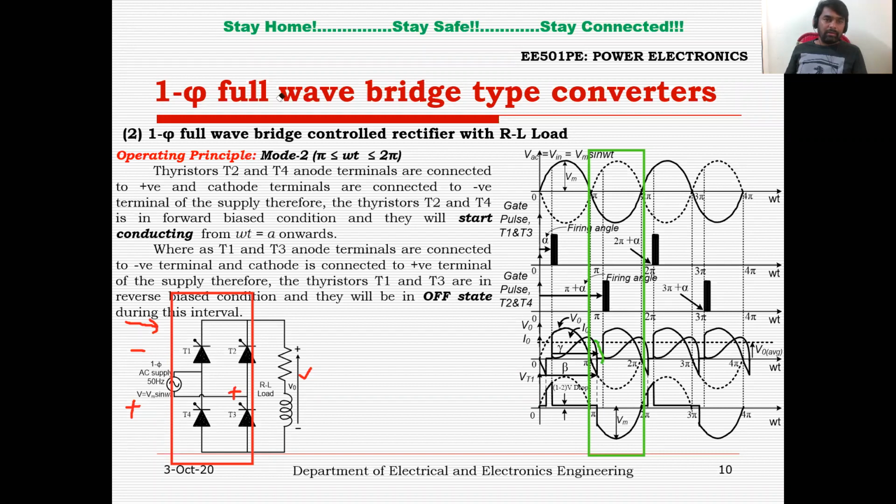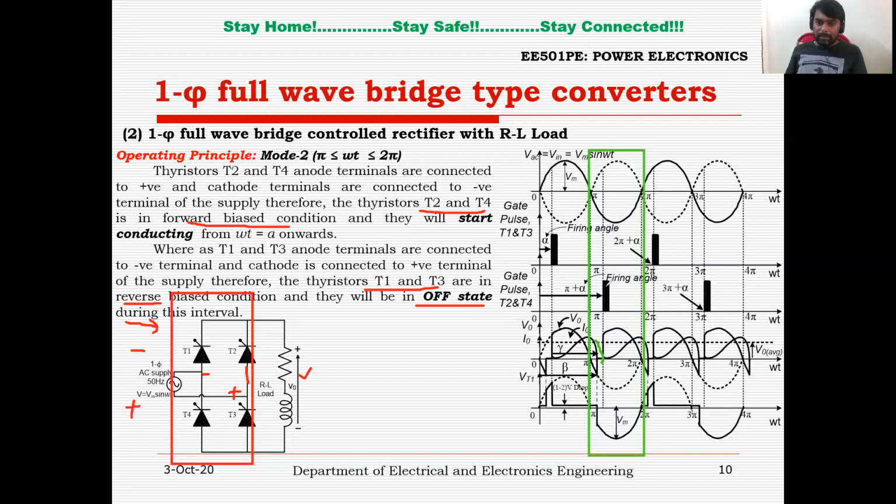Now this is the circuit configuration during the negative half cycle. Now you can see T1 anode is connected to negative, T3 cathode is connected to positive. So T1 and T3 are in reverse bias condition and they will be in off state. If you see thyristors T2 and T4, T2 anode is connected to positive, T4 cathode is connected to negative. Therefore, T2 and T4 will be in forward bias condition and they will be in conduction state if you apply the triggering pulse.